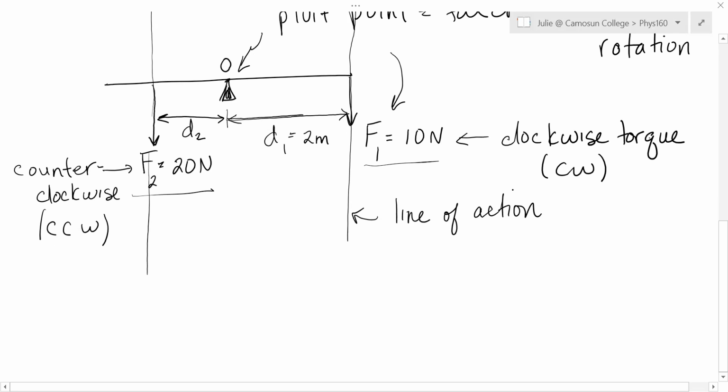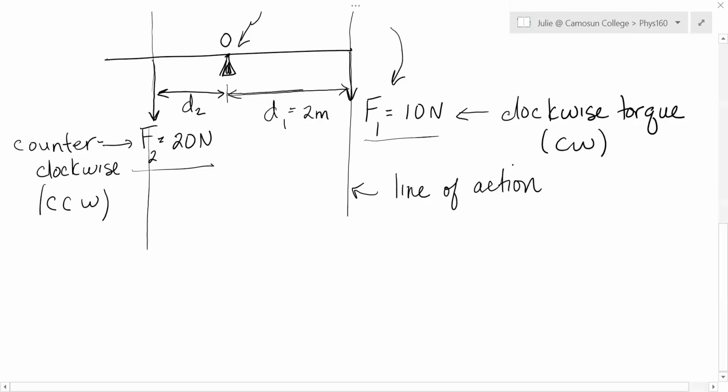Your textbook's a little wishy-washy on that. And they sort of just decide, well, let's just make clockwise positive or see what the net is in relation to what we've guessed. But we don't have to worry about positive and negative. We simply have to balance them.